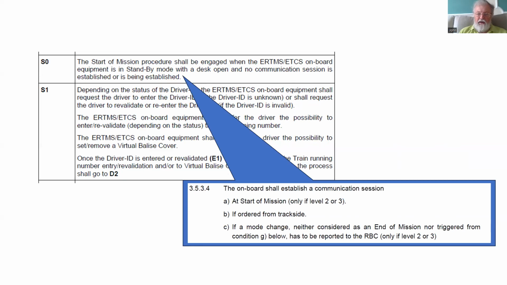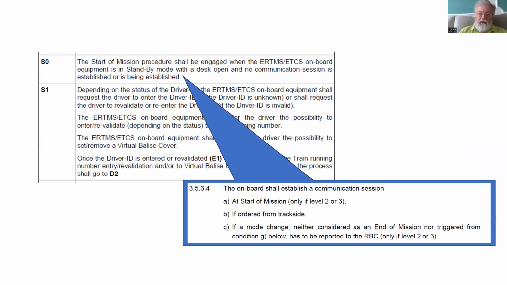Now the question here is, if you exit from SH mode, in level 2 or 3, then in SH you are disconnected from the RBC, does that mode change from SH to SB need to be reported to the RBC? It's not considered as an end of mission. If we look in another part of chapter 5, it details what is an end of mission, and it's not been triggered by the condition G listed in chapter 3.